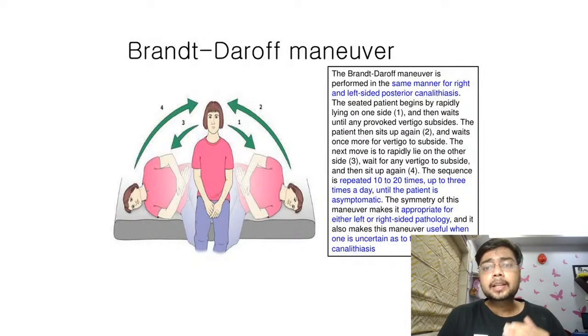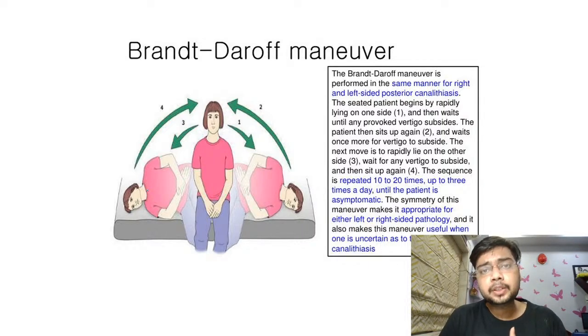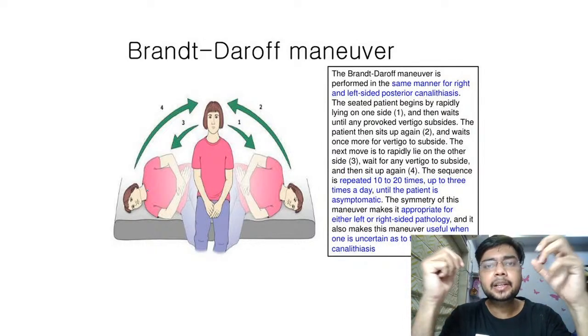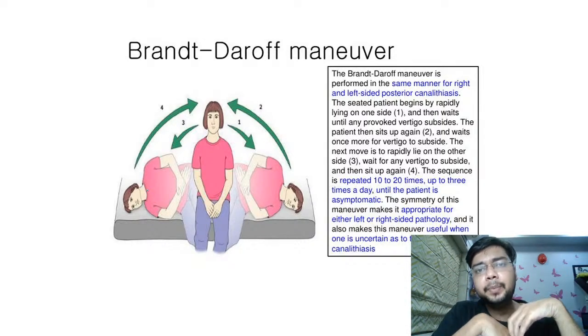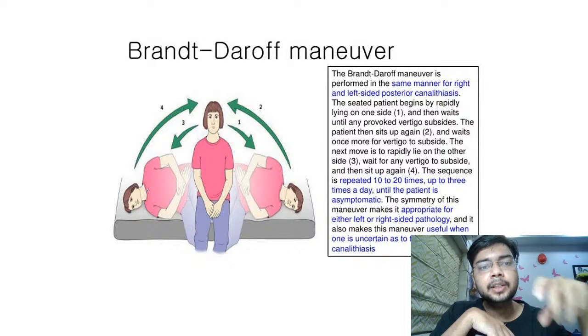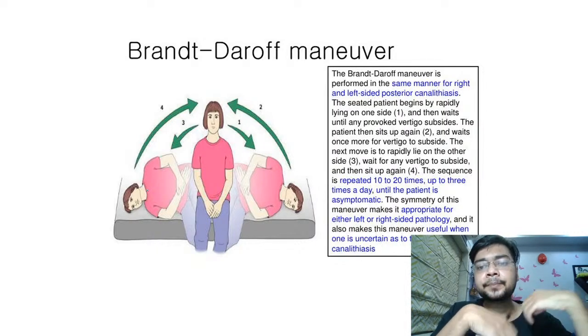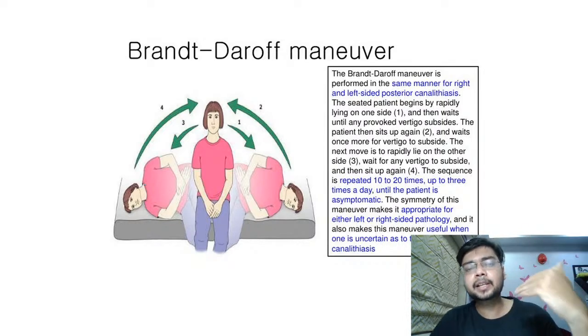So what is this? This is basically again a maneuver that is done for therapeutic purposes. If you assume that by doing the Epley's maneuver, your patient didn't get relieved of the vertigo, what will you do? You cannot keep on repeating the Epley's in the chamber. You will advise your patient some home exercise. So this Brandt-Daroff maneuver is a home therapeutic maneuver that you will advise your patient to do when he arrives at home.